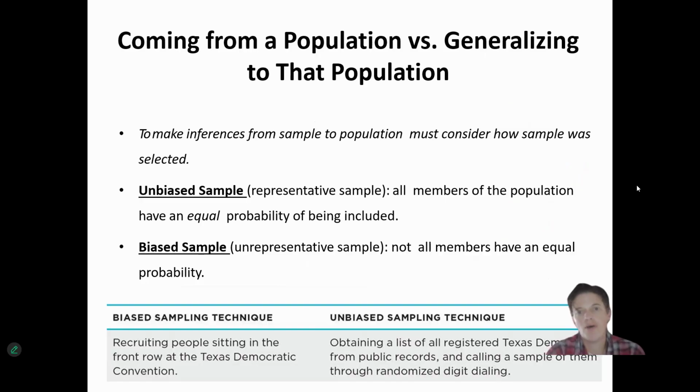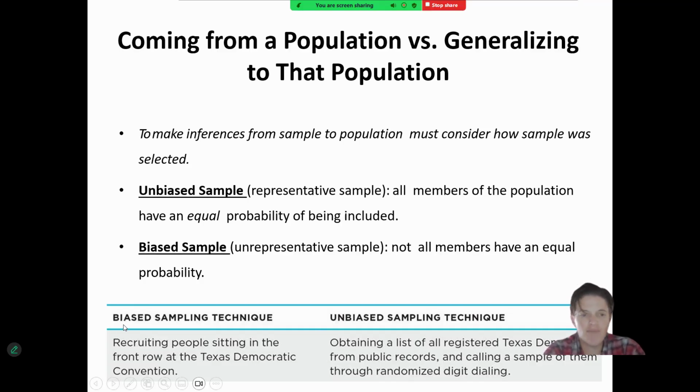So coming from a population to generalizing to that population, in order to make an inference or some kind of generalization from a sample to a population, we really have to think about how the sample was selected. We want a representative sample, an unbiased sample, where all members of that population had an equal chance or equal probability of being included. We don't want a biased or unrepresentative sample where not all members had an equal probability, right?